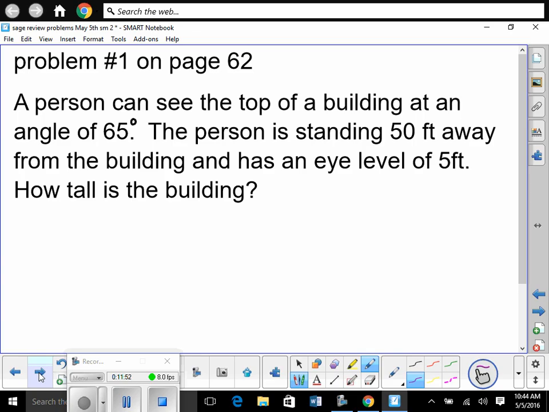So we've got to draw our picture correctly here. Let's draw our picture real quick. We have our person, and it's 50 feet away from a building, right?